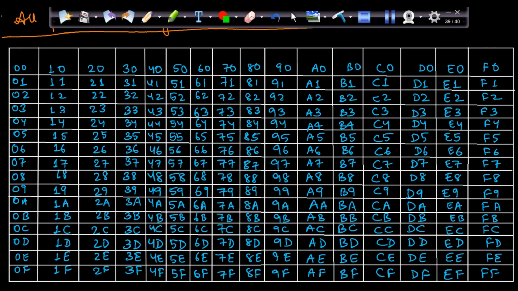Obviously, it is going to be a lot because the number of digits in hexadecimal is 16. So all possible 2-digit hexadecimal numbers is going to be of the order of 16 by 16, right? Every column is going to have 16 numbers. So there are 256 numbers that I have written just so that I can explain the visualization of addition better.